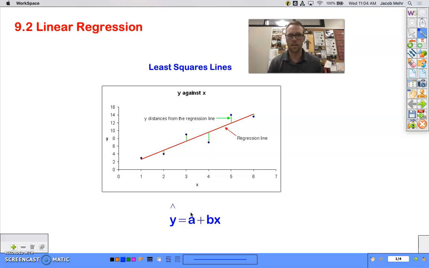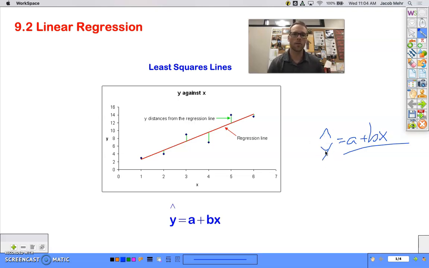Now, the equation of that least squares line is going to be called y hat. I don't know why that hat looks like it's flying off here. Y hat equals a plus bx. Now, a plus bx, we should recognize, looks like the equation of a line, y equals mx plus b. a is our y-intercept, b is our slope. We just use some different letters here.